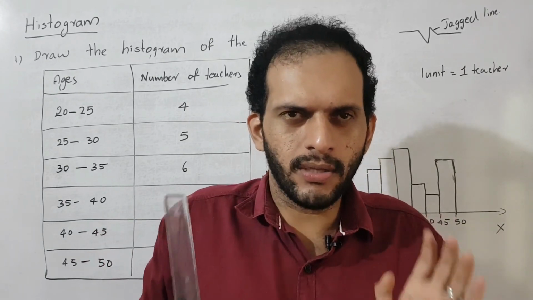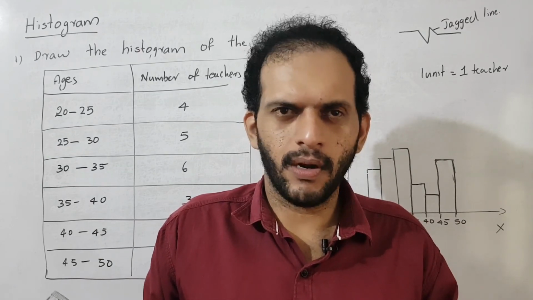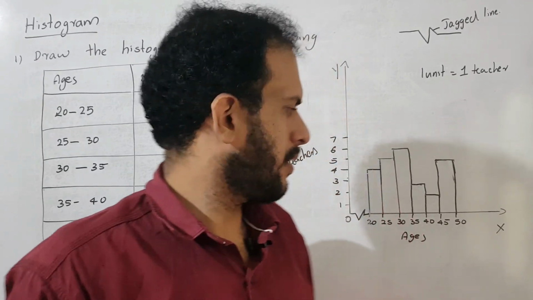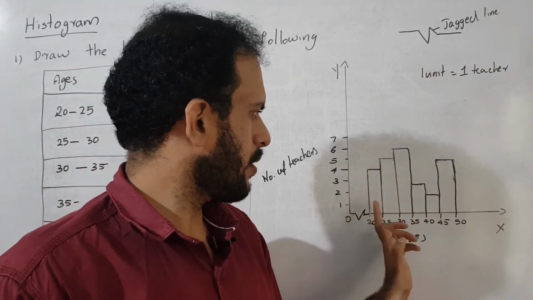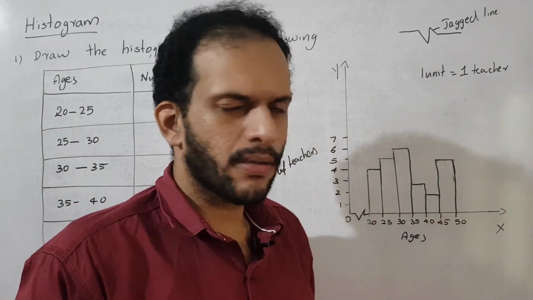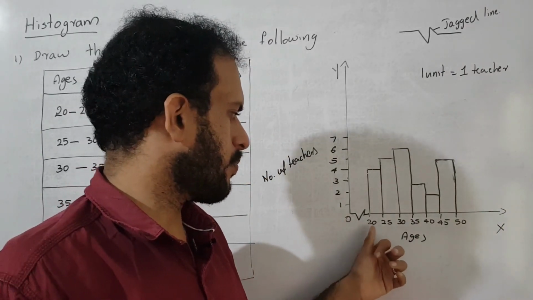The jagged line shows only this much. There are no numbers in between that. Clear? I think you got the idea of what this type of line is called. This line is called a jagged line. Here also we do not have any gap between the bars. Then what is the difference? Here we do not start from 0, we start from 20.